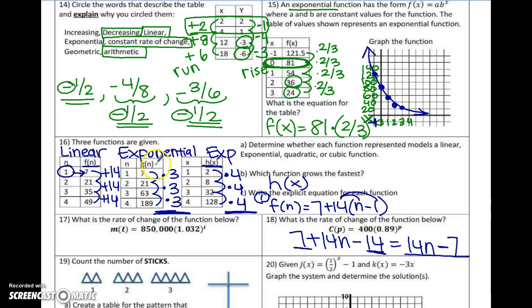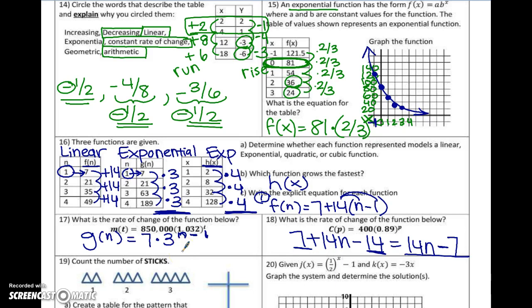The next one, g of n, I'm going to put it here. g of n is exponential. So I'm going to use the first term again. So we got 7. It's timesing by 3 every time. And it's exponential, so I need an exponent, n. And I use the first term, so minus 1. There's not a lot of simplifying to do there, so I'm going to leave it.